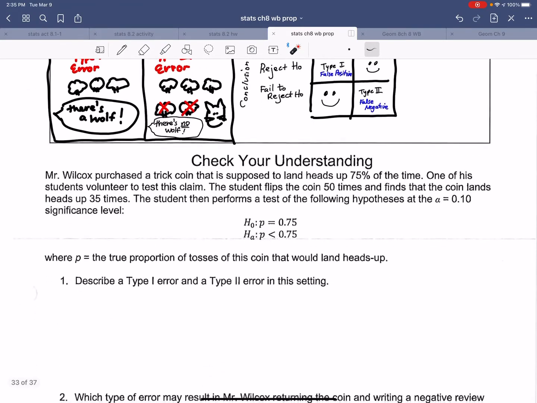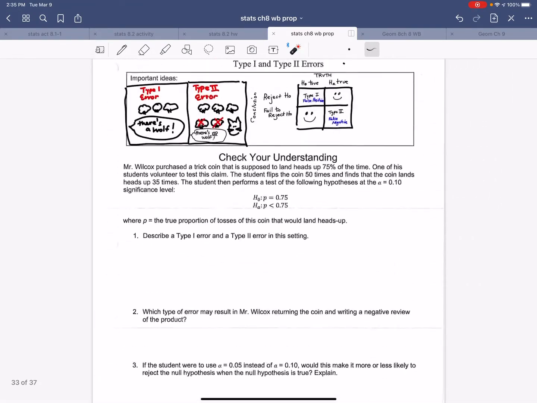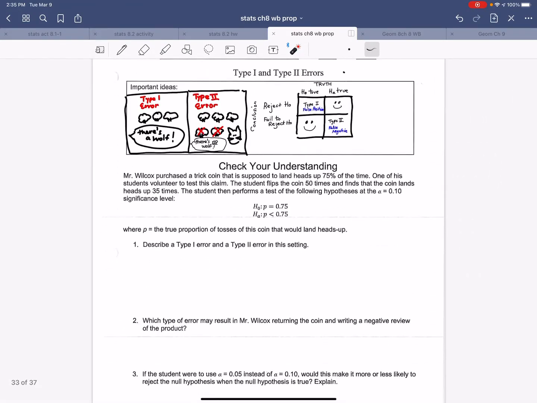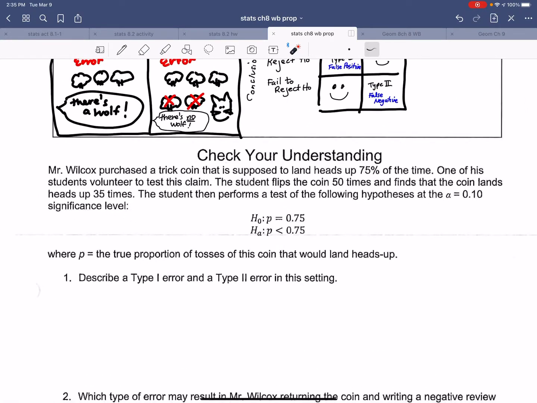Let's use these ideas to answer these three questions here, all right? You may want to read through and come up with your own answers and then use this as an answer case. So go ahead and pause the video and unpause to check your work.